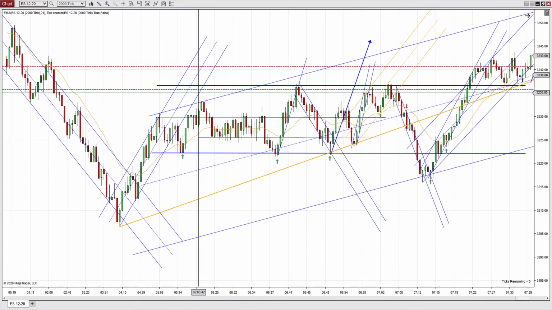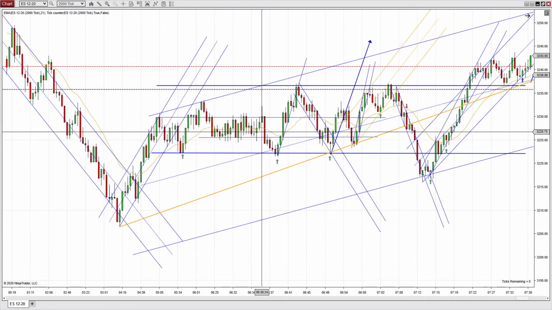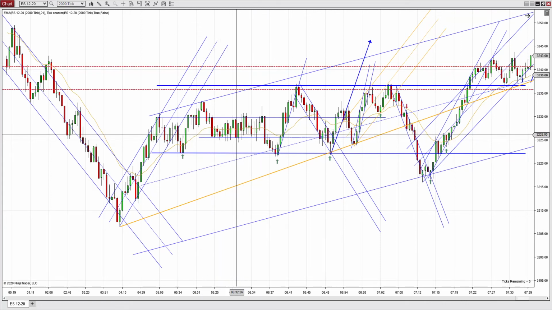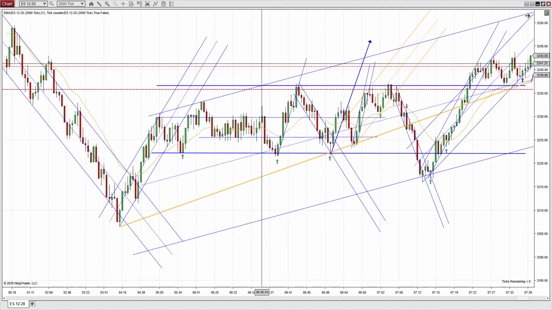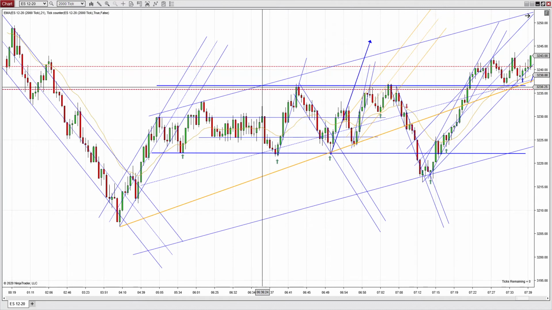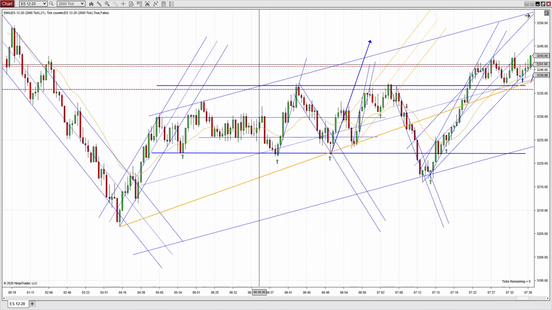We get two legs up, and then we just go sideways into the open. And so when the market opens and it's this close to the gap, my bias is going to be up. We're more than likely going to fill that gap. So I'm not looking for shorts really at all.